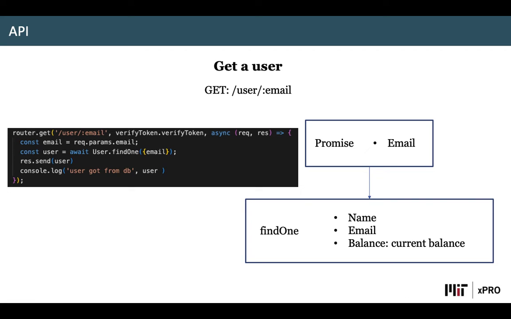Now I'm going to describe get a user. So the first step when we are depositing or withdrawing is to obtain the user's information from the database. For this, we make a get request to get the current user information. This get request is made to the user route, and we pass the email. So this promise requires the email and uses it to filter the user's collection in the database, and once the user is found, it sends the user to the front end.